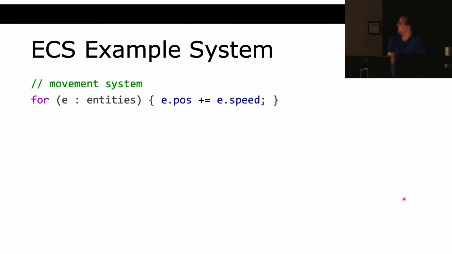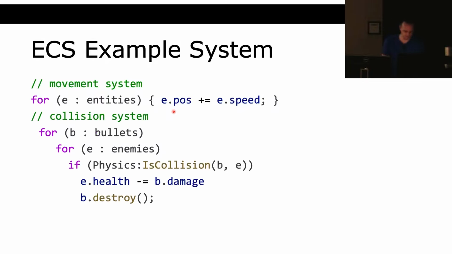So what are some example systems that we may be dealing with? One might be a movement system, right? So how would we implement a movement system? Well, for every entity that I have in my collection of entities, take the speed and add it to the position, right? That's all you have to do. And now every single entity in your world has had its position updated based on its speed. It's pretty easy to do. A collision system. So let's say, for example, we have a function which takes in two entities and decides whether or not they have collided. And we'll be making that in a few lectures.